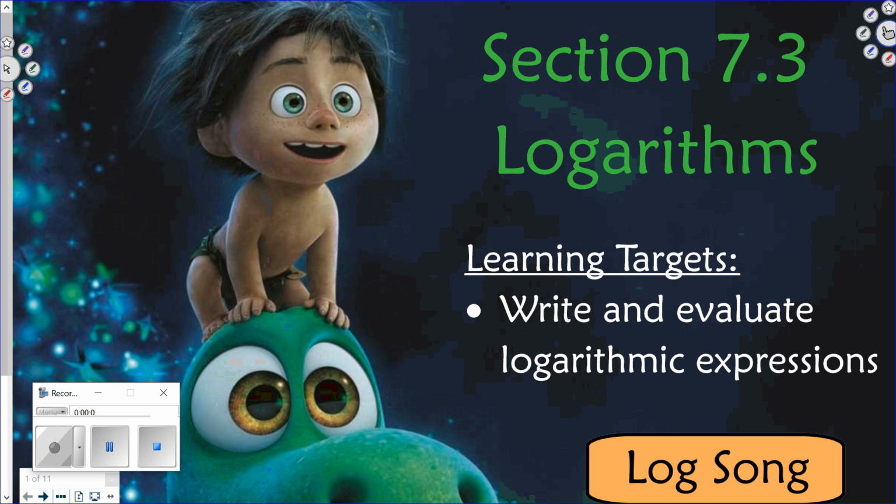All right, section 7.3. Somebody asked how many more sections we have. We have 7.3, 7.4, 7.5, and 7.6. Woohoo! You know me, I'll combine some of those together so they're not quite so crazy. But for today, we're going to write and evaluate logarithmic expressions. So you're going to kind of see what a log does.